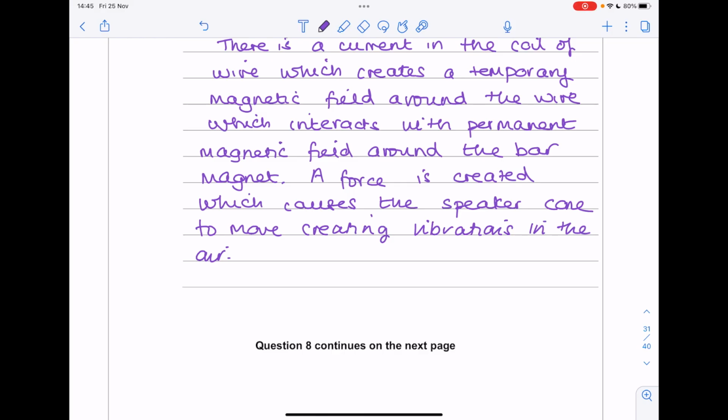Because it's an alternating current, when that current reverses, it means that the direction of the force reverses, moving the cone the other direction.